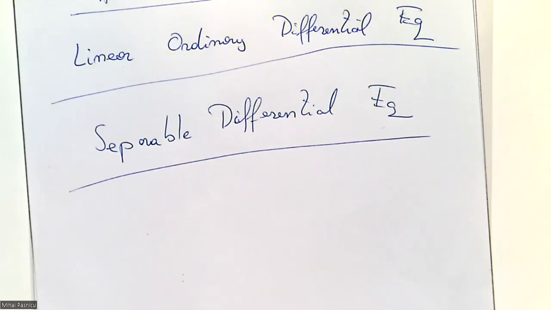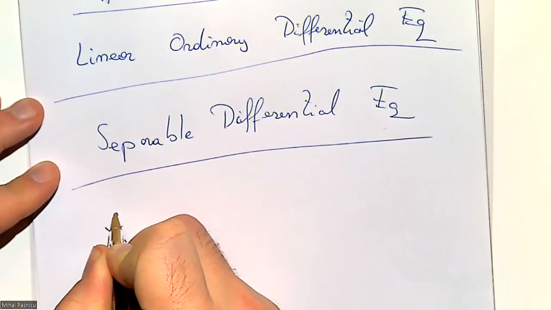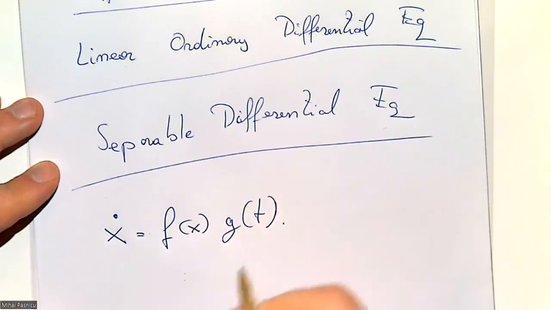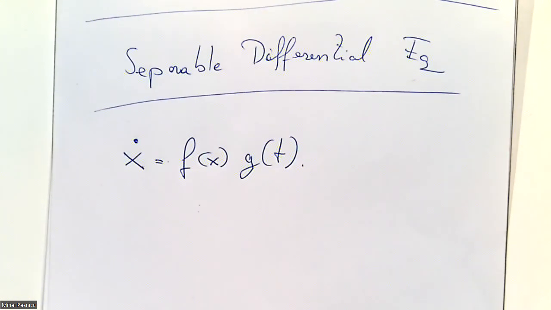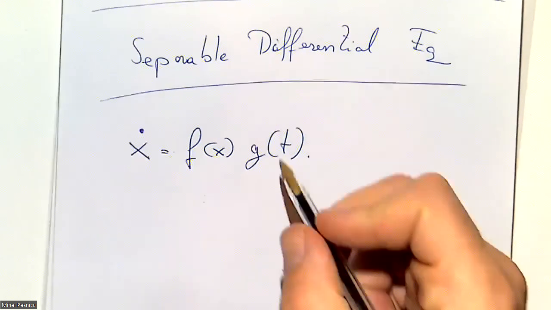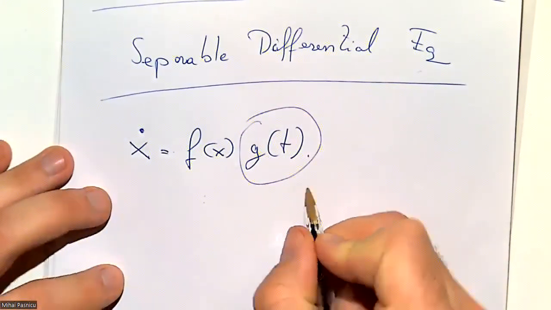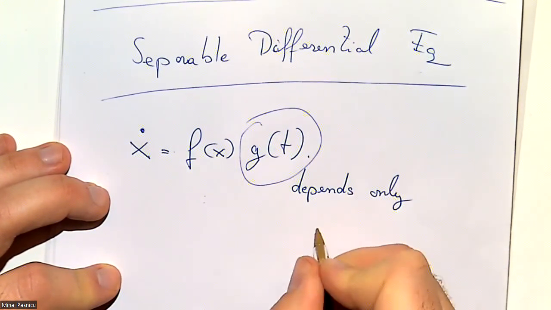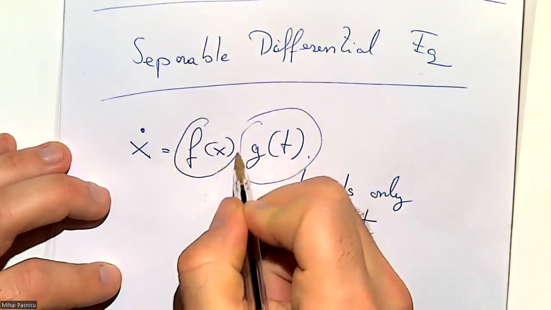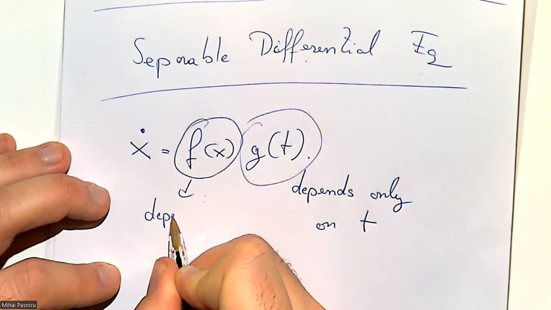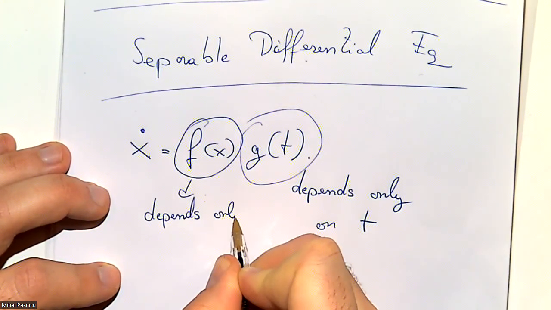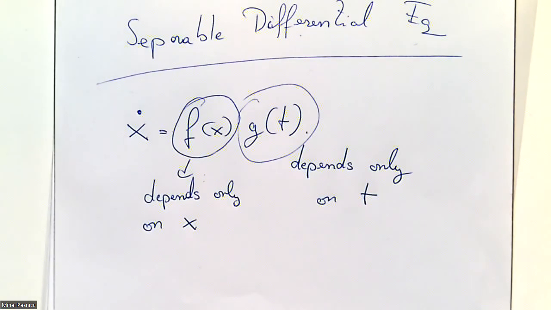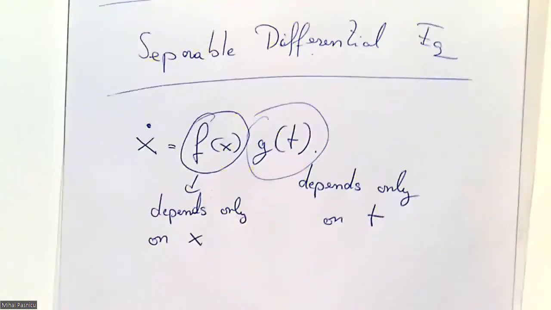First of all, let's establish what it looks like. It looks something like this: x dot equals f of x times g of t. Okay, what's the idea behind it? It's separable. You can separate it into something that depends only on t, and something that depends only on x. Separable, two different things. Got it? Okay. Now, how do you solve these?